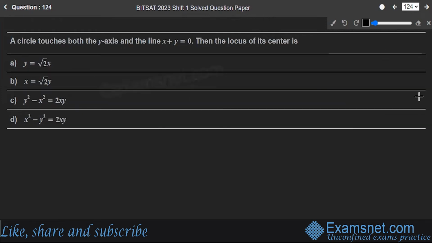A circle touches both the y-axis and this line. Then the locus of its center is. Okay, so a circle touches the y-axis. Let's make that circle. So the circle is touching the y-axis and the line x plus y is equal to 0. This line is passing through the origin for sure. Let's plot a line passing through the origin. If x is equal to -1, the y will be equal to 1, somewhere over here and over here. The line has got to be something like this.